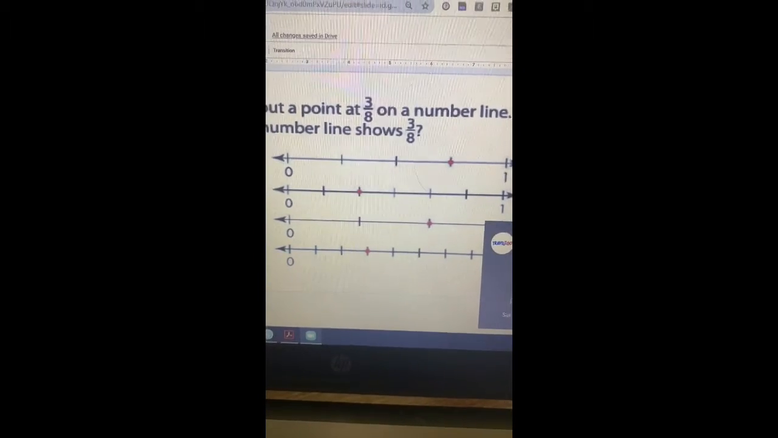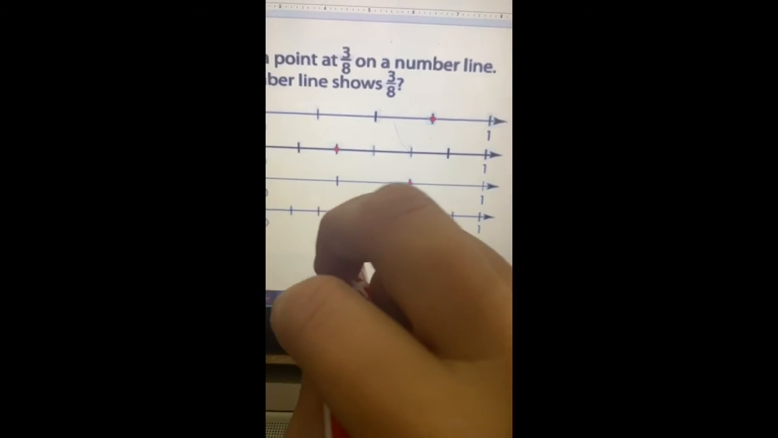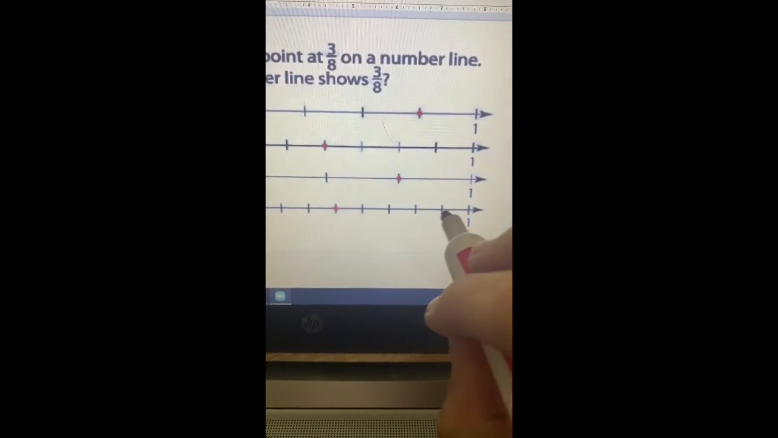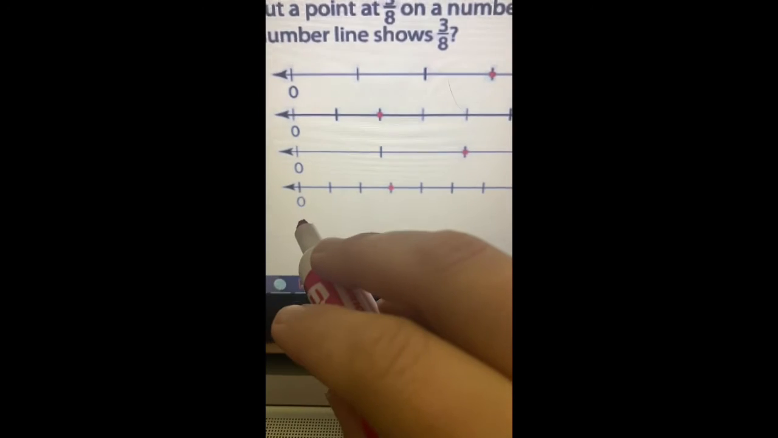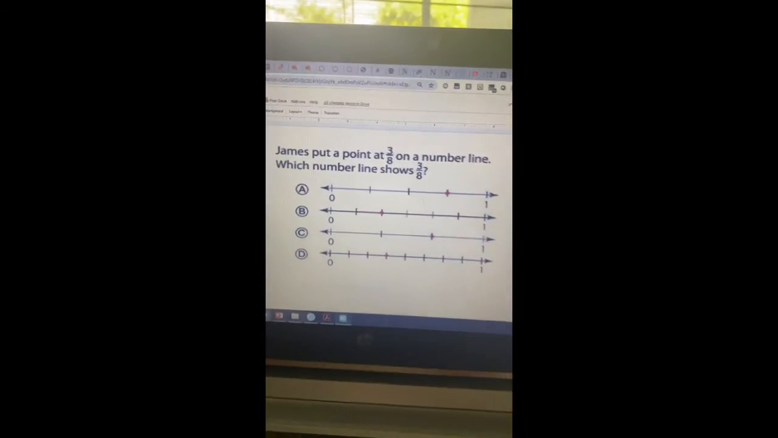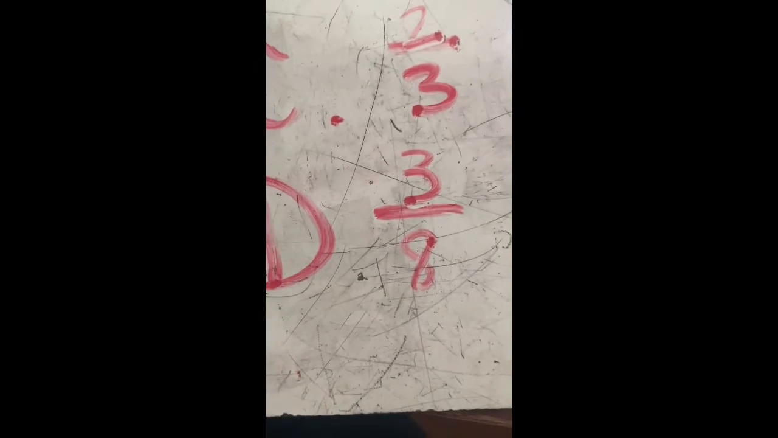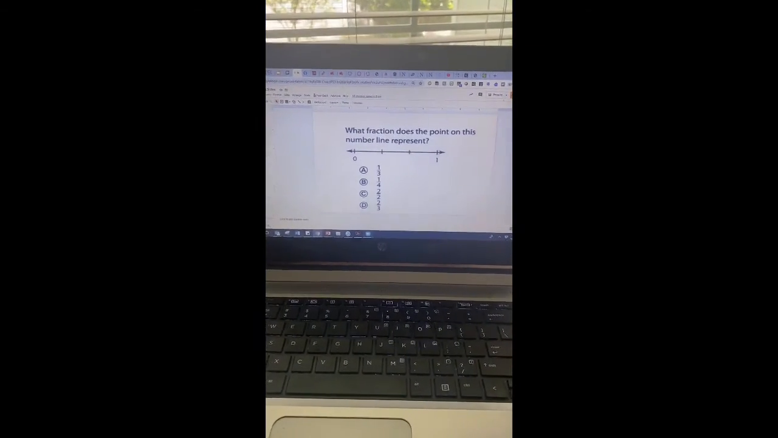All right, so let me get rid of that. Let's count the spaces. 1, 2, 3, 4, 5, 6, 7, 8. This one is broken into 8s. Ooh, yay. 0/8, 1/8, 2/8, 3/8. This says James put a point at 3/8 on the number line. Which number line shows 3/8? Looking at my answer choices, which number line showed 3/8? D. All right. So D would be the correct answer for that problem.